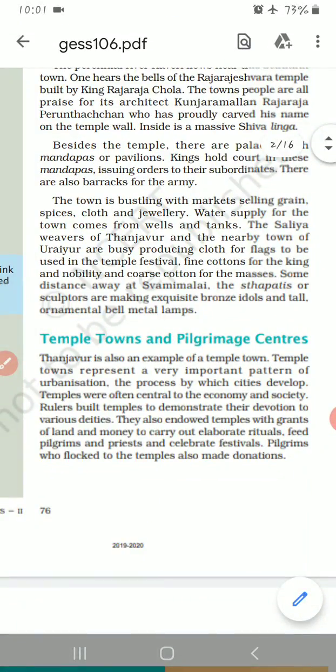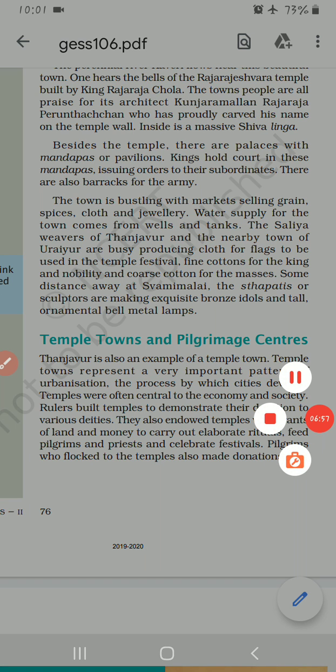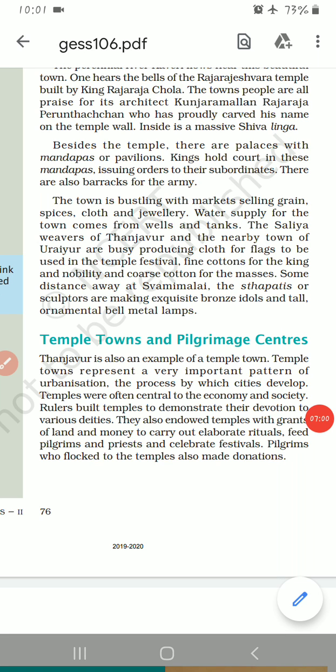Temple towns represent a very important pattern of urbanization. Urbanization means the process by which cities develop. Urbanization means what? The process by which cities are developed. Bigger villages and smaller villages combine together and they form cities.